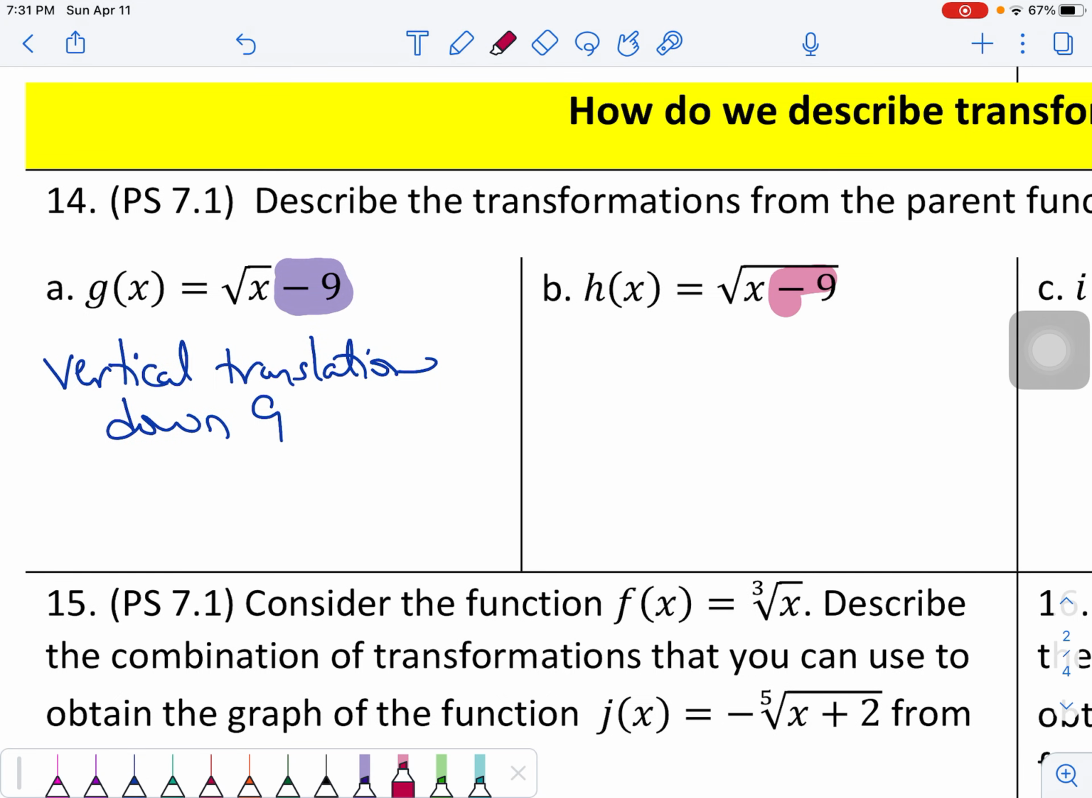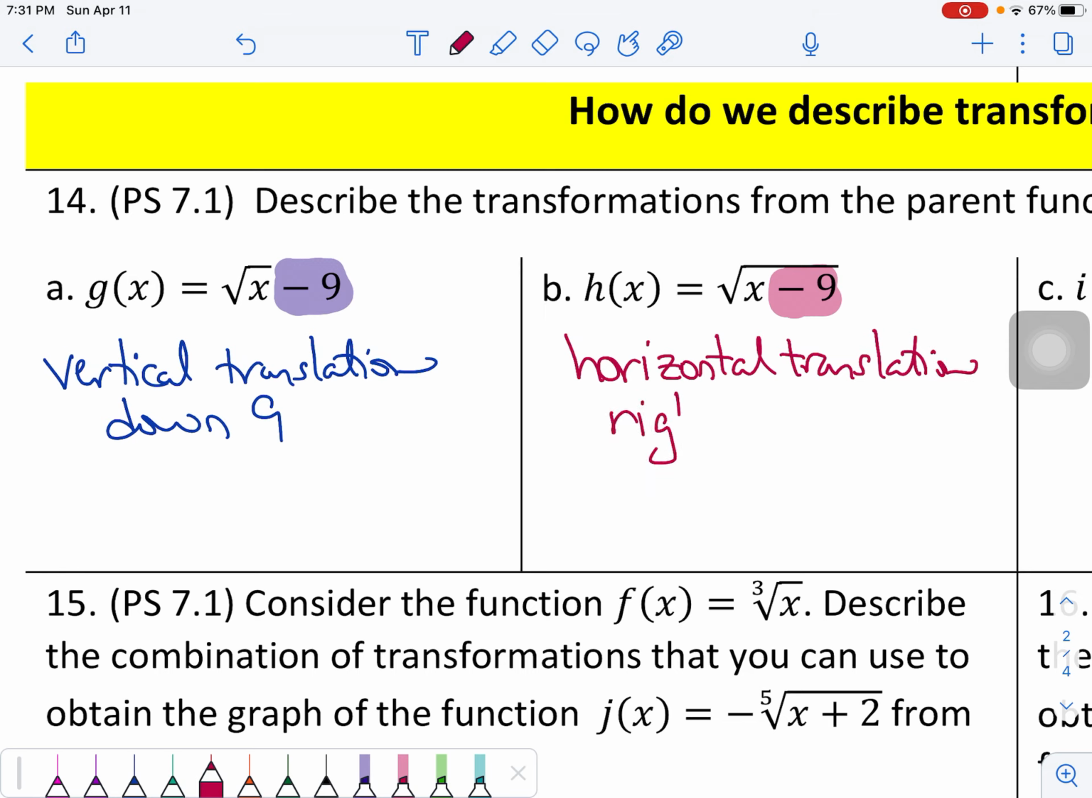Problem part B, instead of having the minus sign on the outside, having it on the inside means that this is going to be a horizontal translation. And this one is opposite to what you think it would be. It's actually going to move you to the right 9 units.